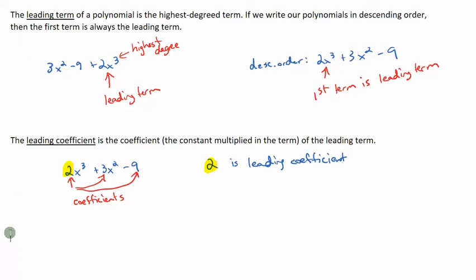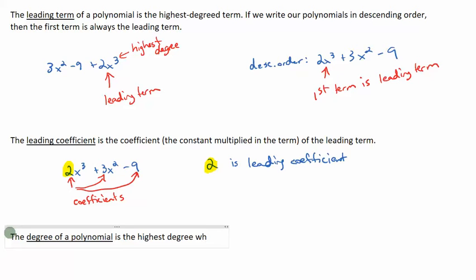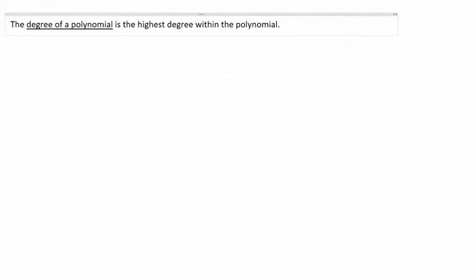Now, we've talked about the degree of a term. The degree of a polynomial, of the entire polynomial, is the highest degree within the polynomial. Okay, we'll keep it very simple. I don't want to be too technical here. I want to make it this easy to follow. So let's look at some examples.